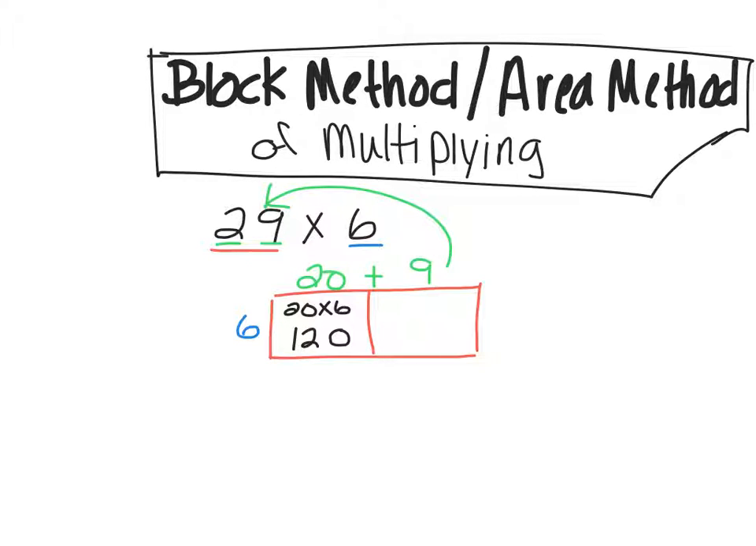In the next box, we're taking 9 times 6, which is a basic fact. 9 times 6 is 54. Then what you do with those facts is you add them up. So you take your 120 plus 54. It's going to be 174. So 174 would be your answer. Let's try it with a bigger number.